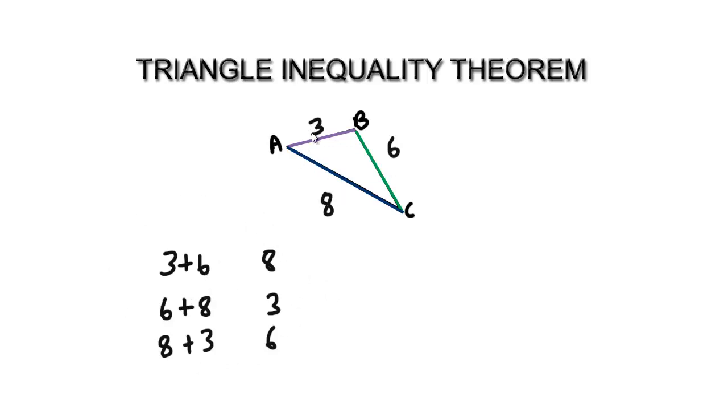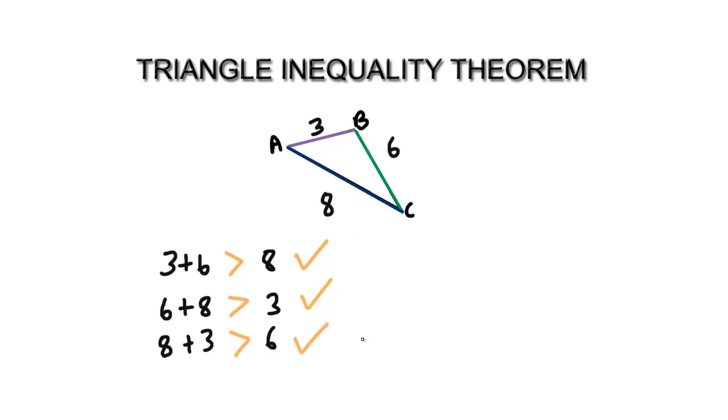So the first one is 3 plus 6, the sum of these two sides, and is that greater than 8? And the answer is yes. So that one is checked. And let's do the same for these two sides here. Is 6 plus 8 greater than 3? The answer is yes, so that one is checked. And the last thing that we have to check is side AC and side AB. Add those two sides up and we get 11. And is that greater than 6? And the answer is yes.